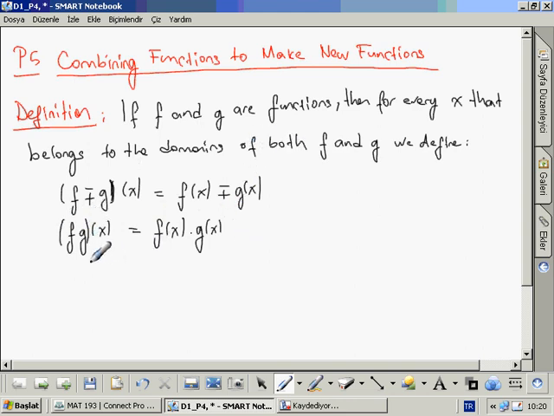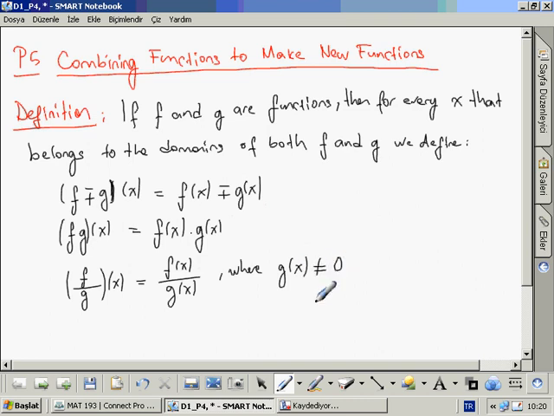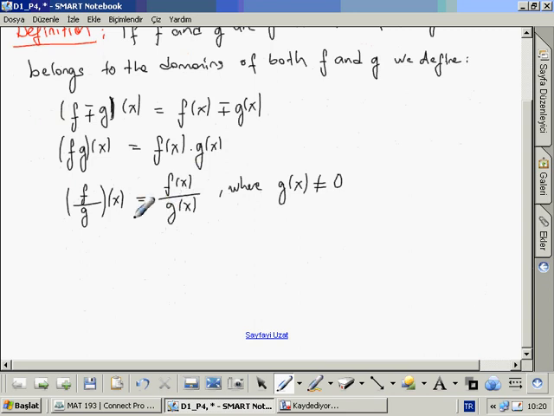Okay, and f over g of x equals f of x over g of x, where g of x is not equal to 0. And multiplying f by a constant c gives c times f of x.